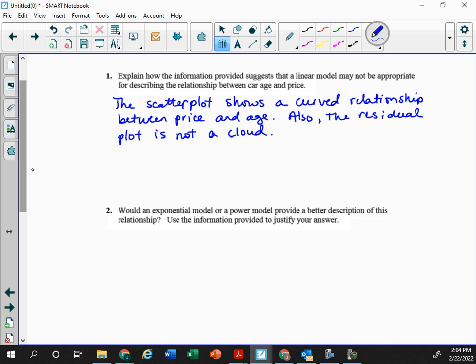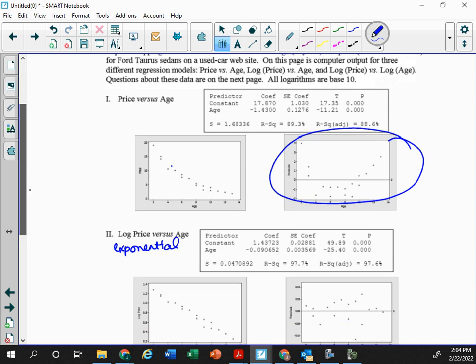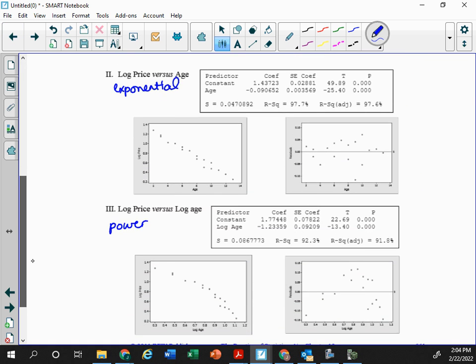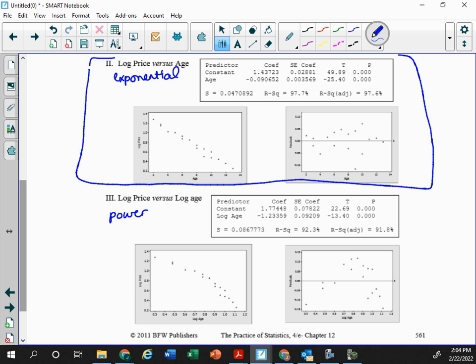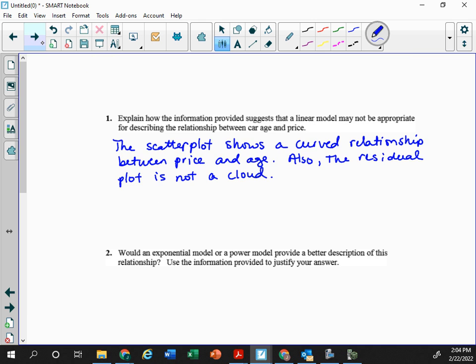Okay, question 2: they want you to pick which of the other models is a better fit. They ask about the exponential or power model, so that's why we renamed those. Exponential or power, which looks more linear? Exponential. This is the one we're going to want to use. You've got a decent cloud-shaped residual plot and a pretty straight scatter plot there. The power one looks curved in the other way. It's like you overcorrected too far. So we would pick exponential.